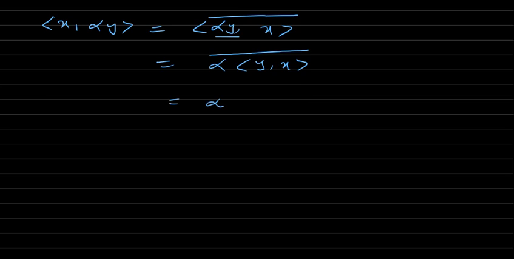This is alpha conjugate because we know that both are complex numbers, alpha and this inner product of yx, they're both complex numbers. It's like this z1 z2 whole conjugate, that's z1 conjugate z2 conjugate, it's yx conjugate. This is equal to alpha conjugate xy. ठीक है, yes sir.